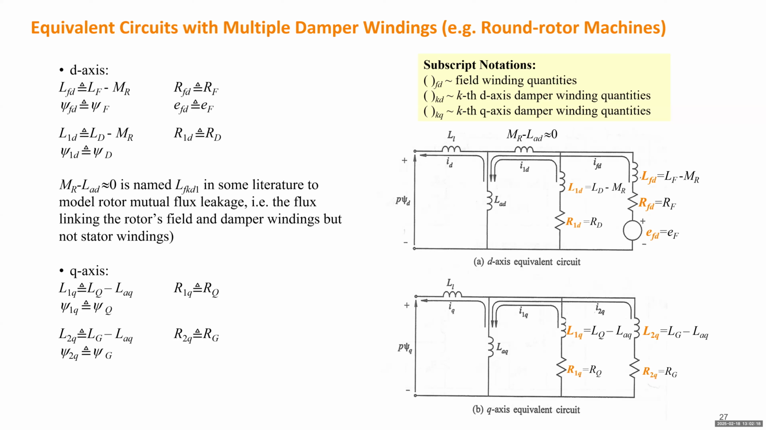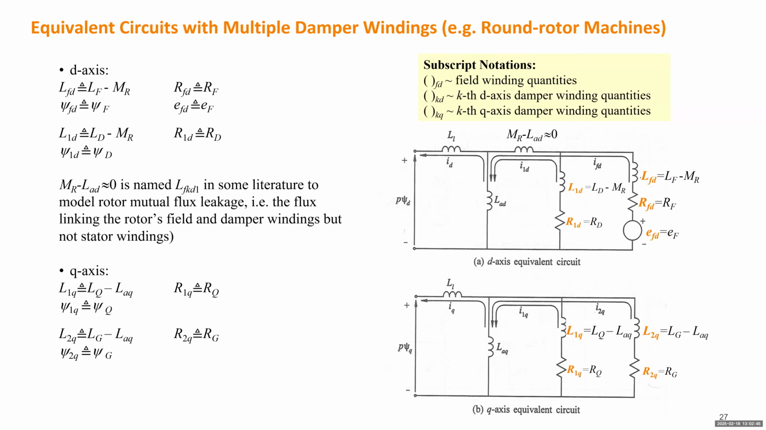From this equation, this value is exactly RD, exactly the resistance in the damper winding. But L1D is not LD. Although L1D is related to the damper winding, it's not the self-inductance of the damper winding. Exactly, it is the self-inductance of the damper winding, minus this MR. What is this MR?